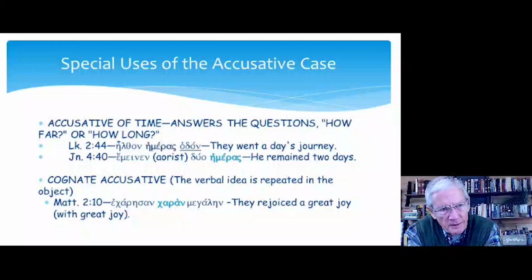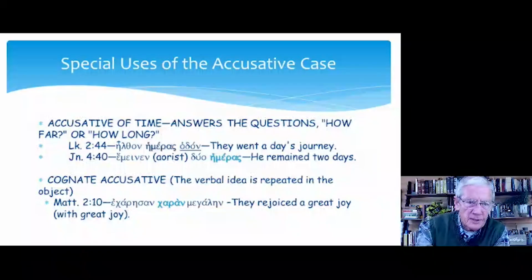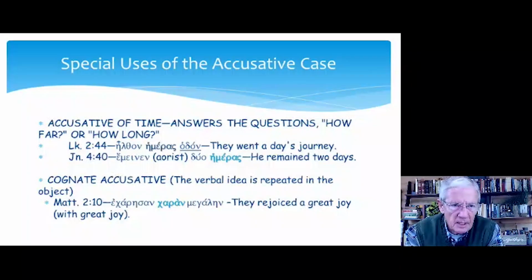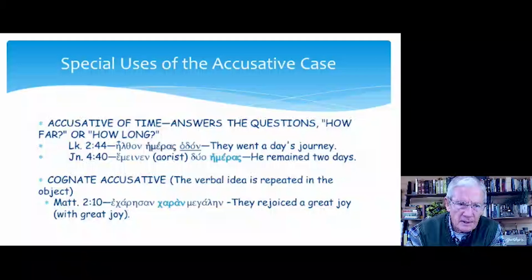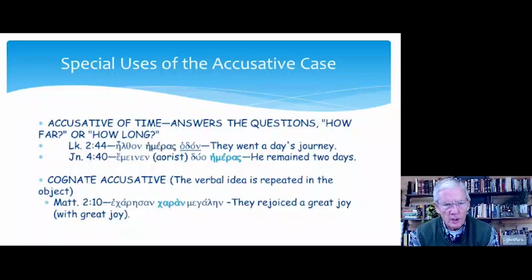And finally, we have a cognate accusative, and this is pretty common in the New Testament, where the verbal idea is repeated in the object. So, echarēsan, first aorist passive indicative, third person plural, they rejoiced. And charan, joy, feminine singular accusative, megalēn, great. So you'll see that the noun, joy, is cognate with the verb, they rejoiced.